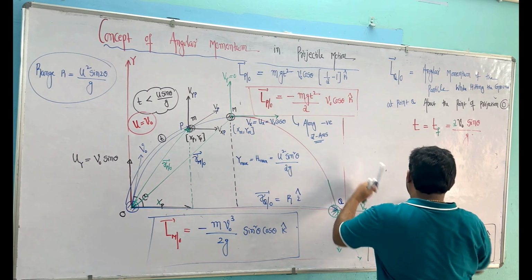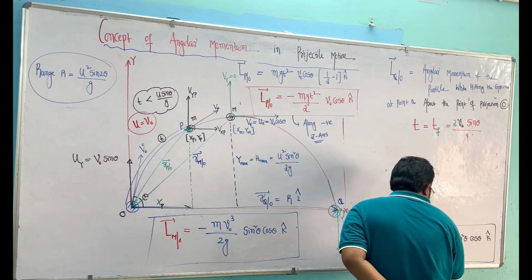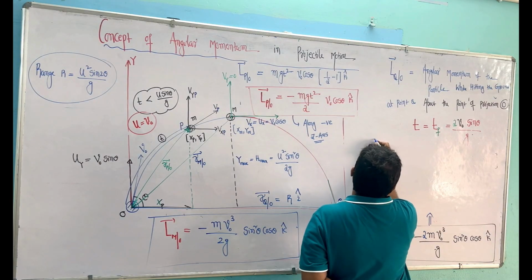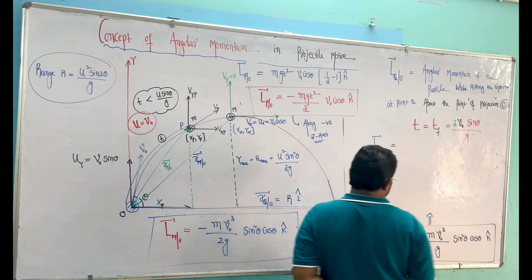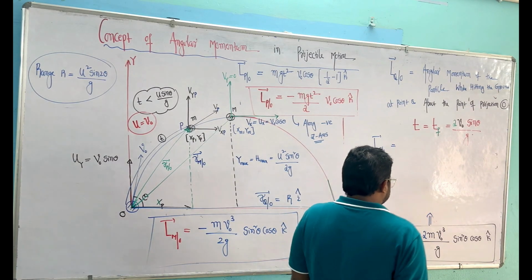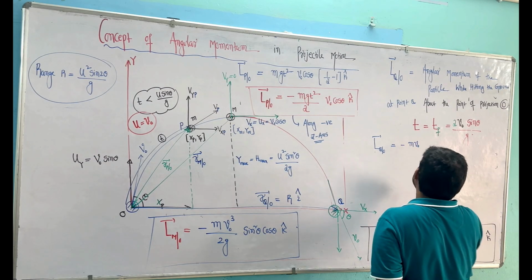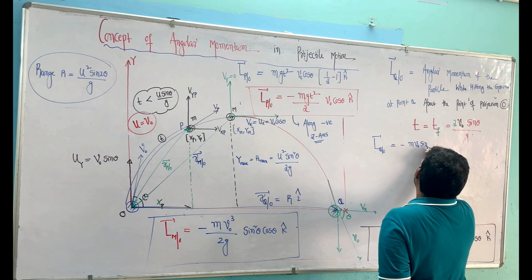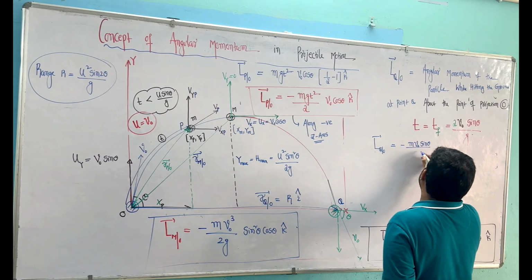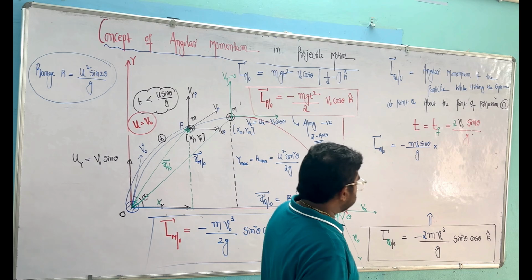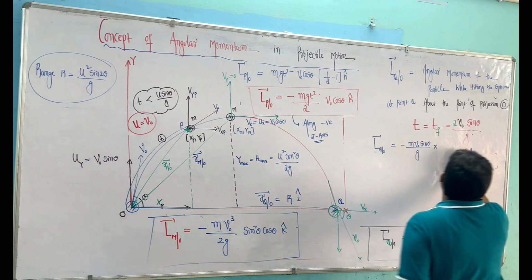Now how to write this? From here to here what we will get? Minus m v naught square. L at point Q about point O can be written as minus m v naught cube, sin theta, V naught sin theta by g. So m into V naught sin theta, sin theta by g. Here what you will get?